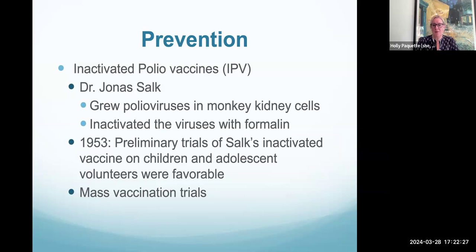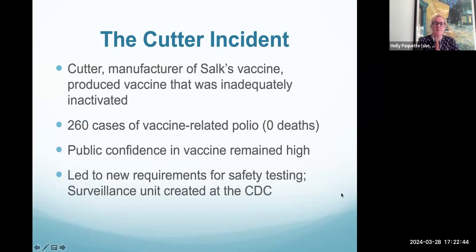In 1953, what they saw in the preliminary trials was that it worked well for children and adolescent volunteers, and so then they started mass vaccination trials in the 1950s. There was a setback, however, that was quickly resolved. The manufacturer that was making Salk's vaccine produced some vaccine that was not adequately inactivated, which meant that some of it could actually cause polio. And so what they saw was 260 cases of vaccine-related polio. Basically, it gave polio to some of these people. The lucky thing was there were no deaths from this.